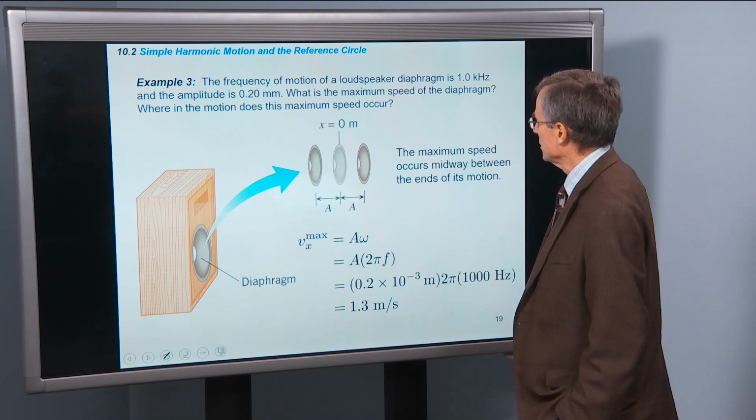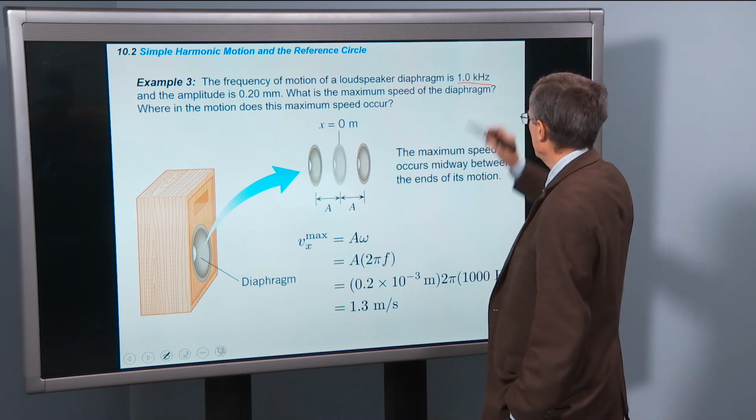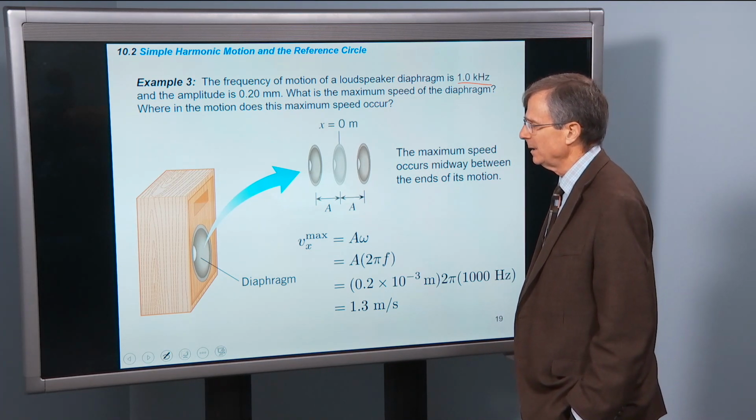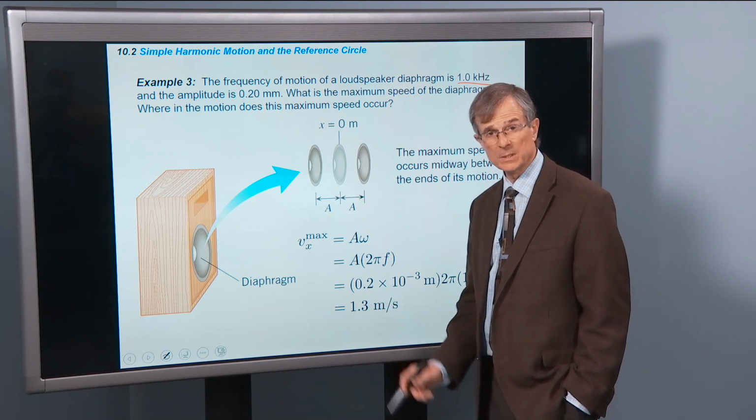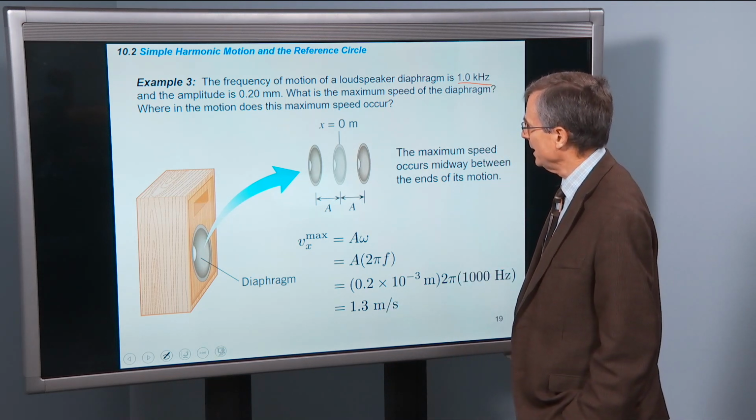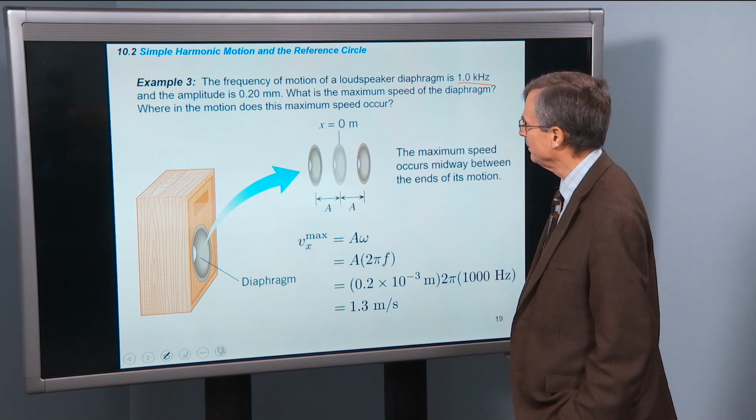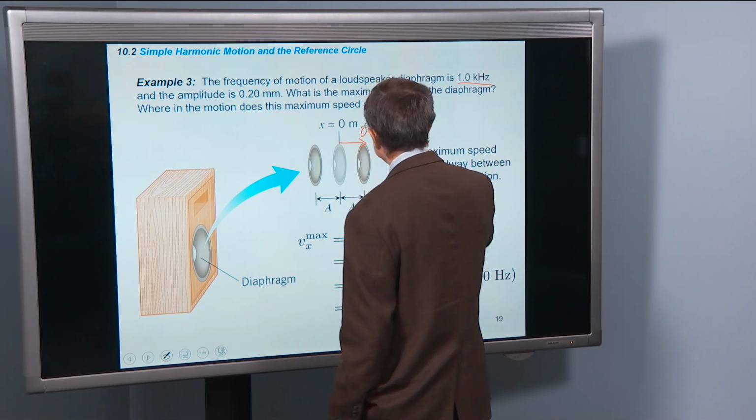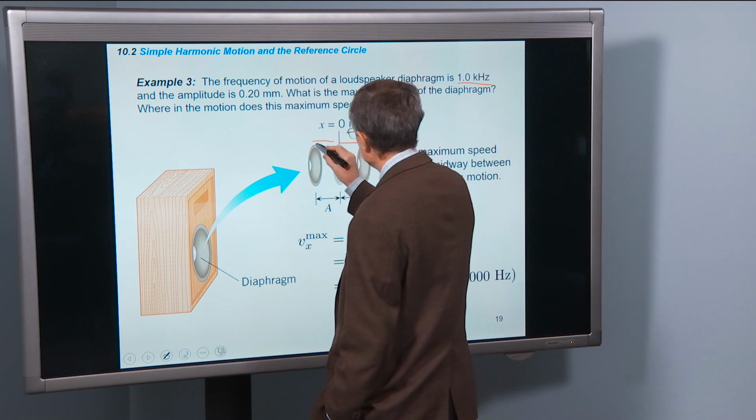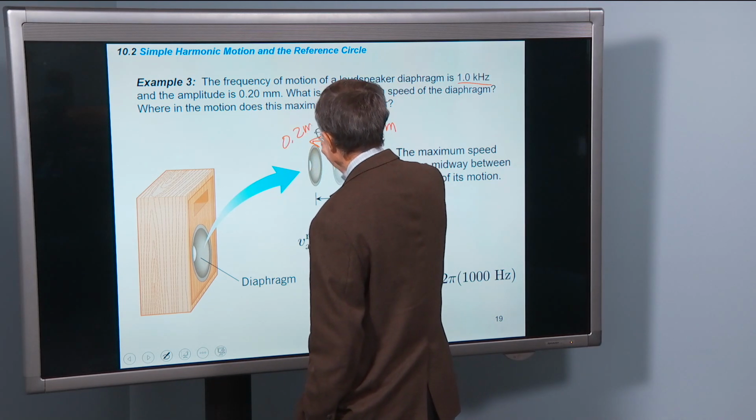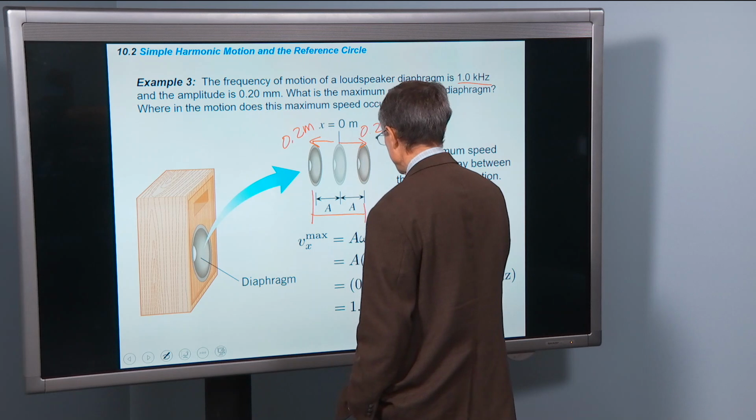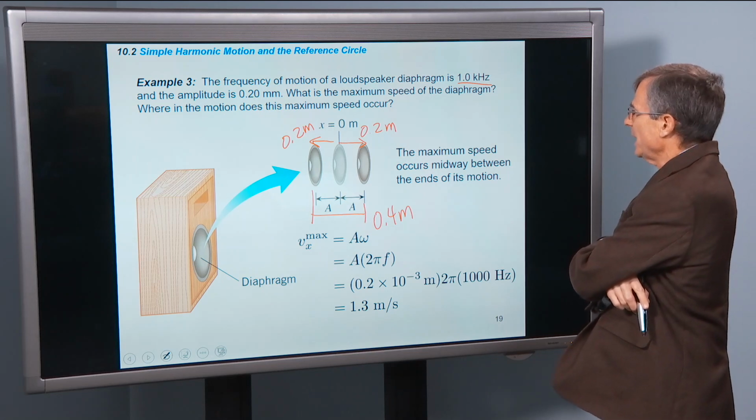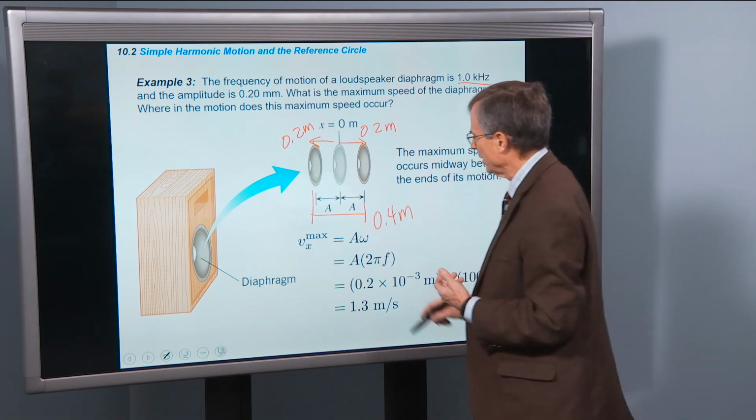The frequency of motion of a loudspeaker diaphragm is 1,000 kilohertz, 1,000 cycles per second. That is about 2 octaves above middle C on a piano keyboard. The amplitude is 0.2 meters. So that means it moves 0.2 meters in this direction, comes back to the equilibrium position, and then moves 0.2 meters in the other direction for a total excursion of 0.4 meters. What's the maximum speed of the diaphragm? Well, first of all, where's that going to occur? Here and here?